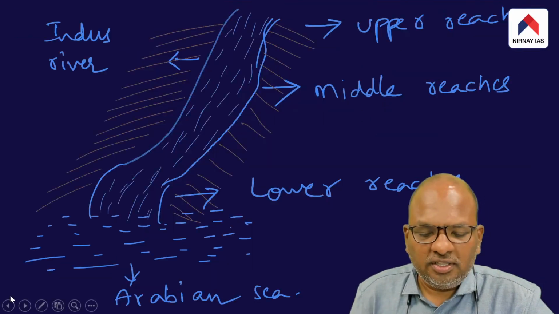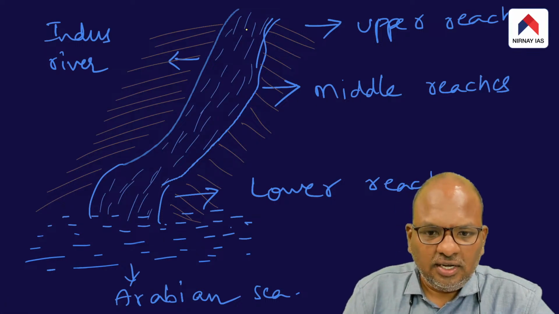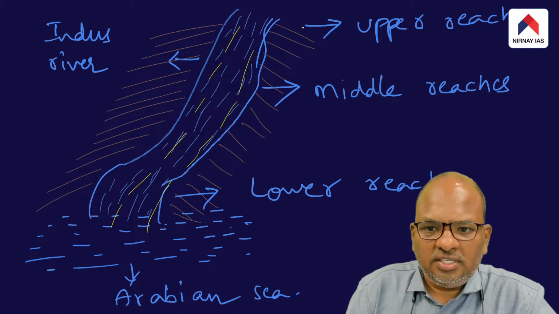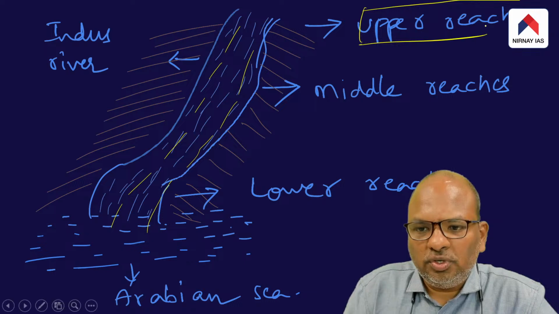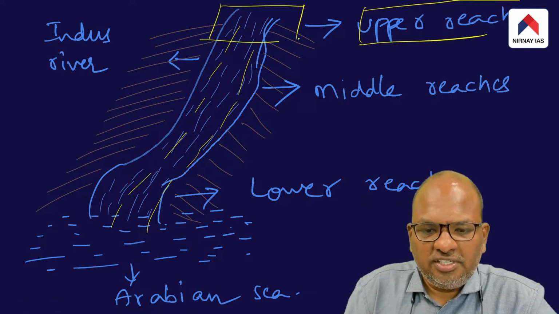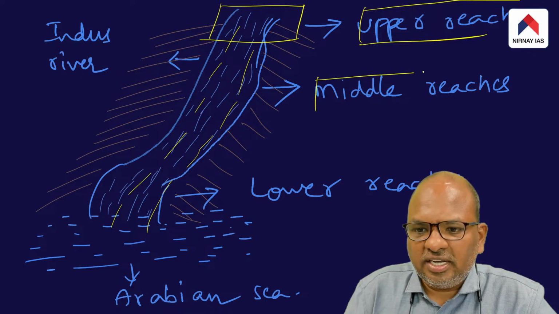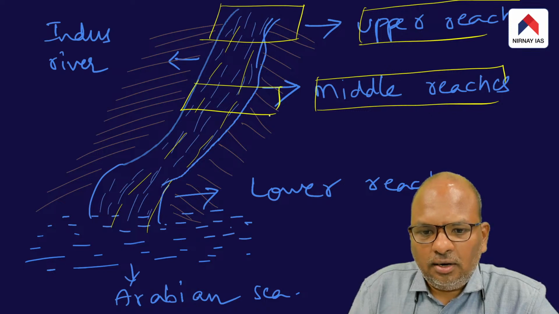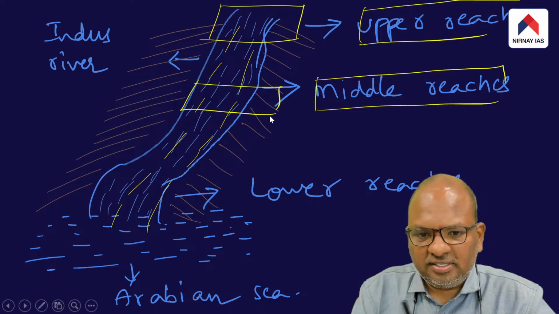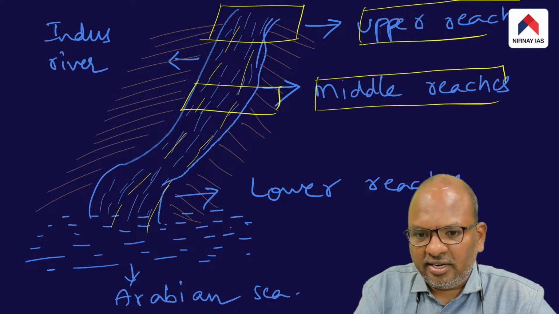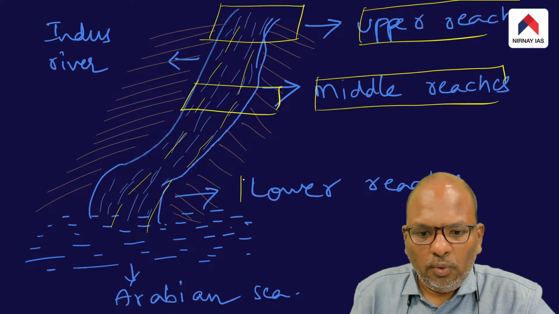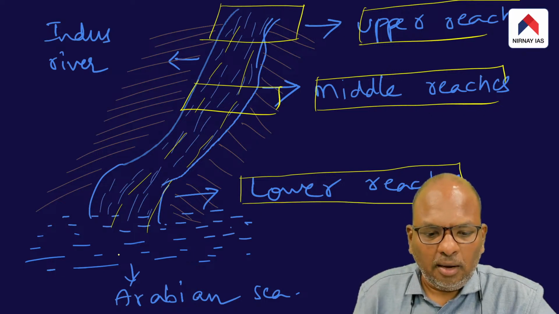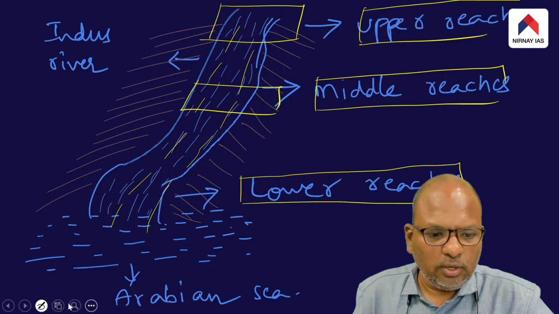Let us understand what this lower Indus region is. Basically, this is the course of river Indus. The upper reaches of river Indus refer to the place where the river originates. The middle reaches refer to the mid region where the river Indus flows, and the lower reaches refer to the region where the river water merges with the sea.